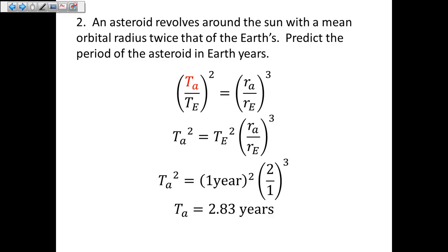Now, we cube the 2 on one side. The ones don't really do anything for us, but then we've got to take the square root, so we find out that it's 2.83 years. It's going to take 2.83 Earth years for this asteroid to orbit the Sun.